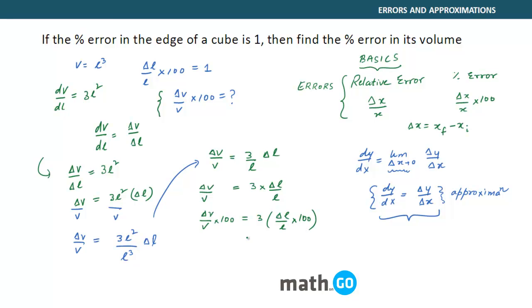Now this is given to be what? 1. So this is nothing but 3. So delta V by V into 100 comes out to be 3. So that implies the answer is that the percentage error in volume is nothing but 3%. Right? This is how you solve these kinds of questions. I have written percentage, so I should not write it here again, but let's say the error in the volume is 3%. So this is how you will solve this question. Got it?